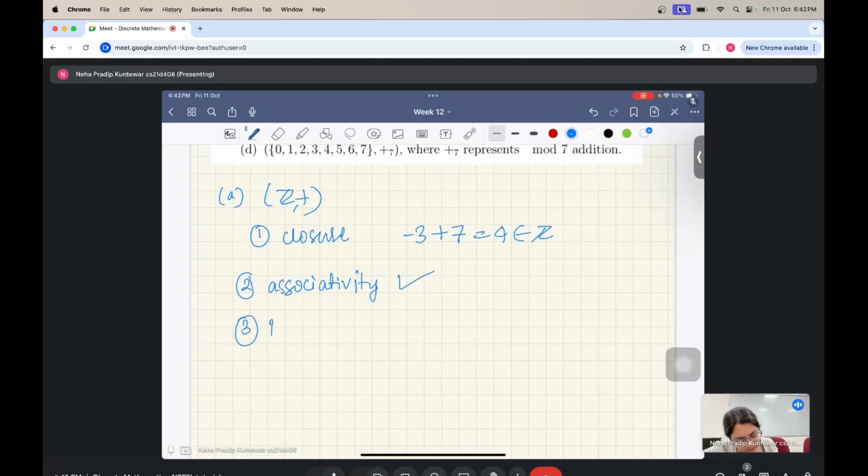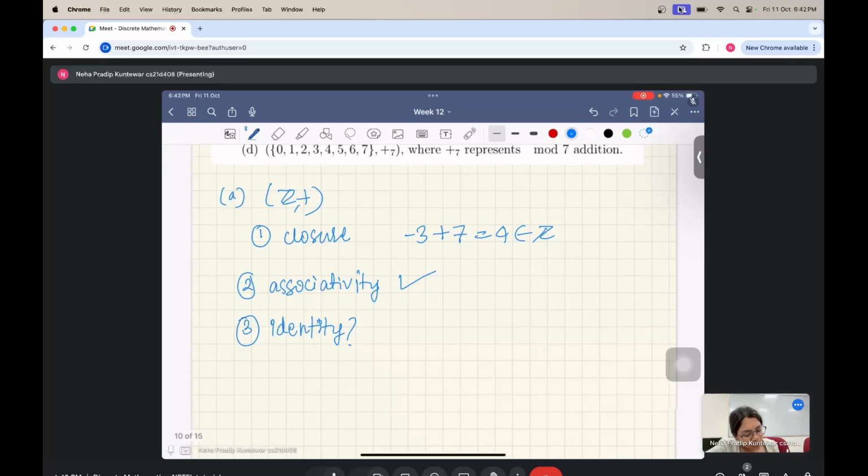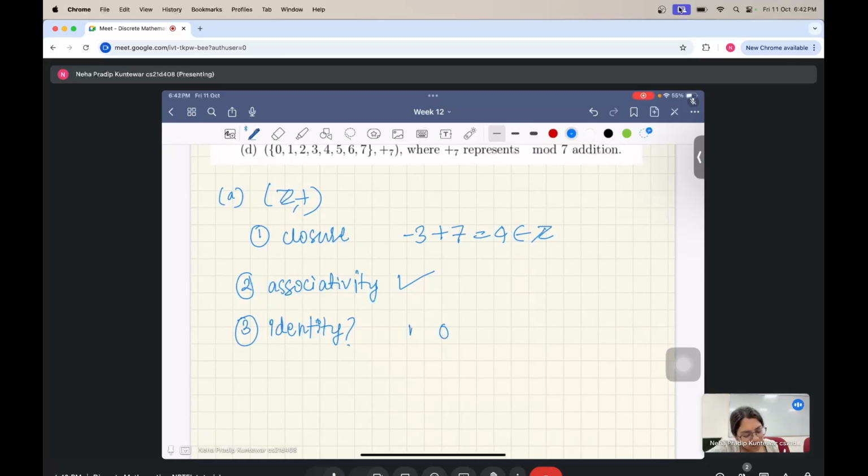Now let's ask the interesting question of whether there's an identity. What do I mean by identity? I want an element such that if I add it to any other number, I should get back the same number, and we know that that number is 0. So if I look at any number n and I add 0 to it, I'll get back n. So 0 is the identity.